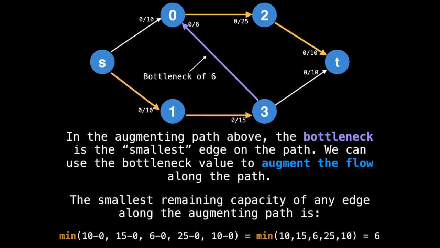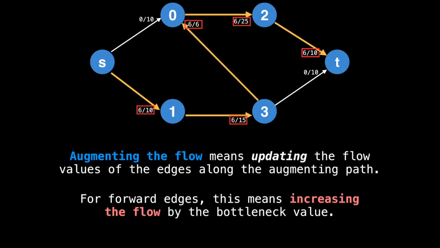Every augmenting path will have what I call a bottleneck value, which is the smallest edge along the path. You can find the value of the bottleneck by taking the difference between the capacity and the current flow of an edge. For this augmenting path, the bottleneck value is 6. We can use the bottleneck value to augment the flow along the path. Augmenting the flow simply means to update the flow values of the edges along the augmenting path. Here you can see that I've increased the flow of each edge along the augmenting path by exactly 6 units.